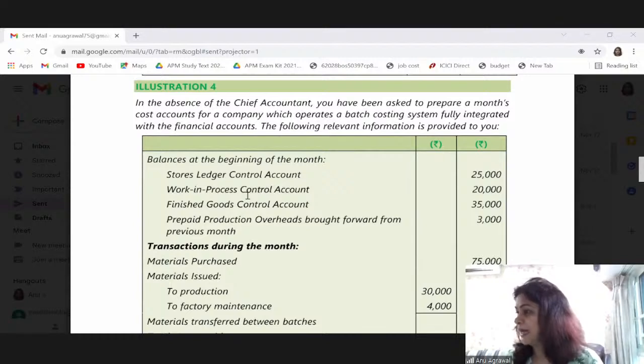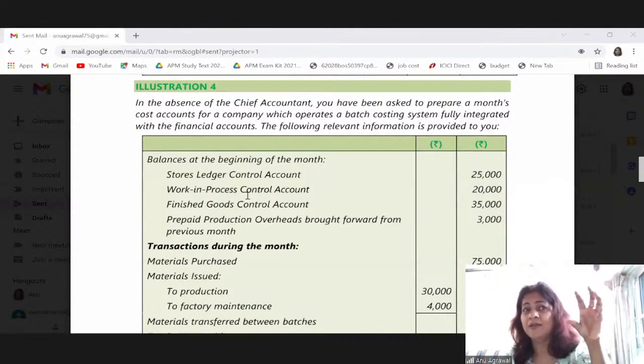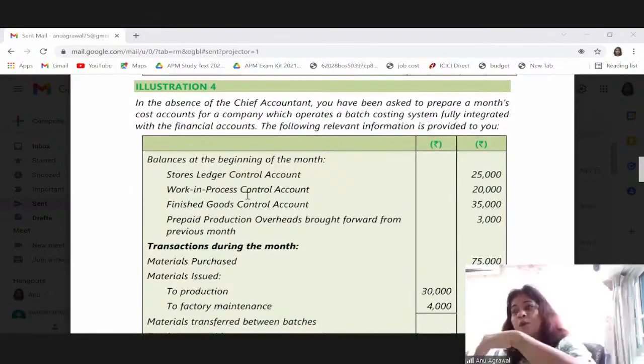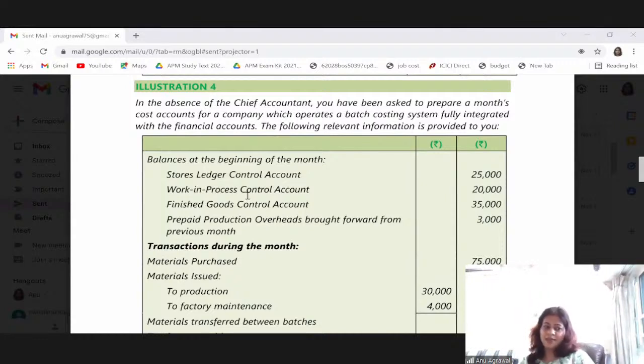Parth asks, ma'am, what is the meaning of balance of cost ledger control account? The balance of cost ledger control account is the total of all the balances existing in the finished goods control account, in the store ledger control account, in the WIP account. And if the expenses control account is not closed, then even that balance is there. So any debit balances which are there, we have an opposite balance in the form of the cost ledger control account.